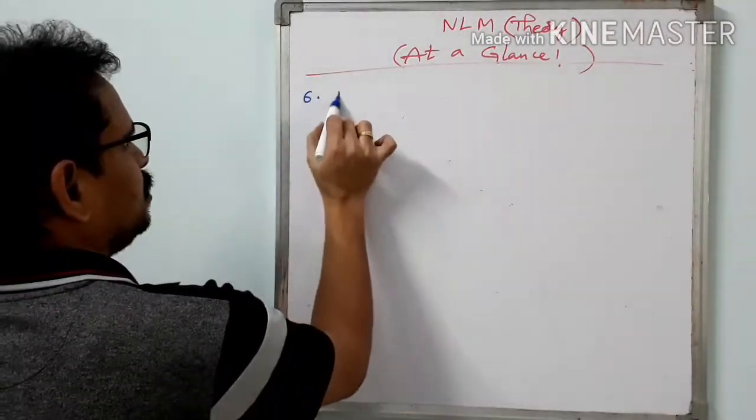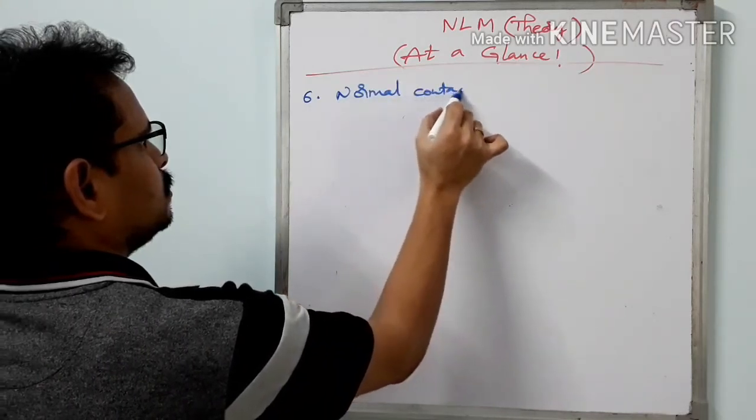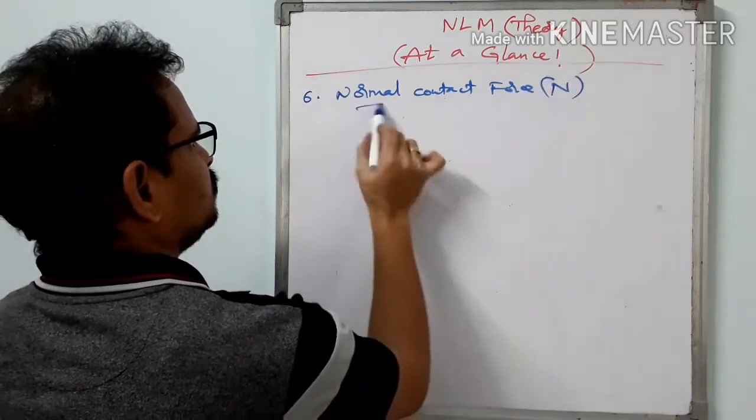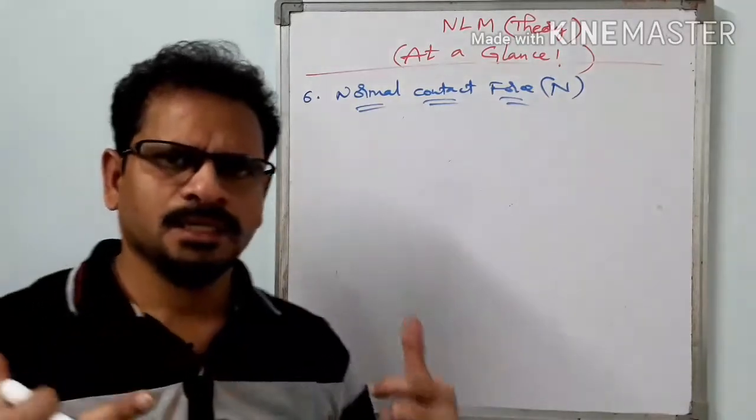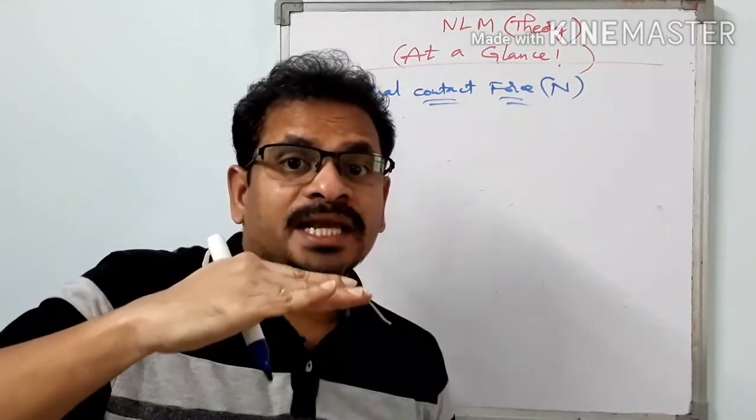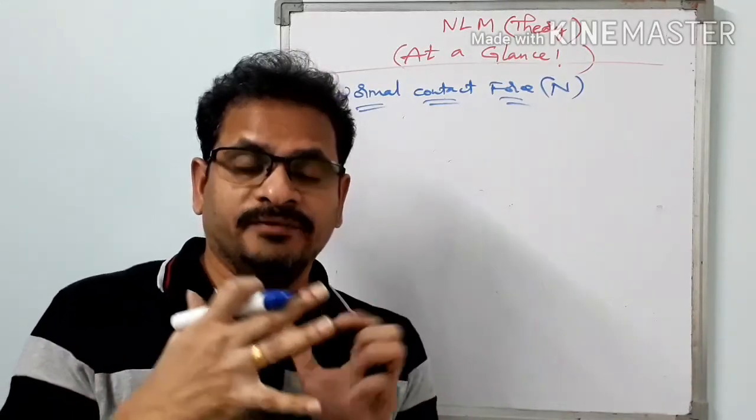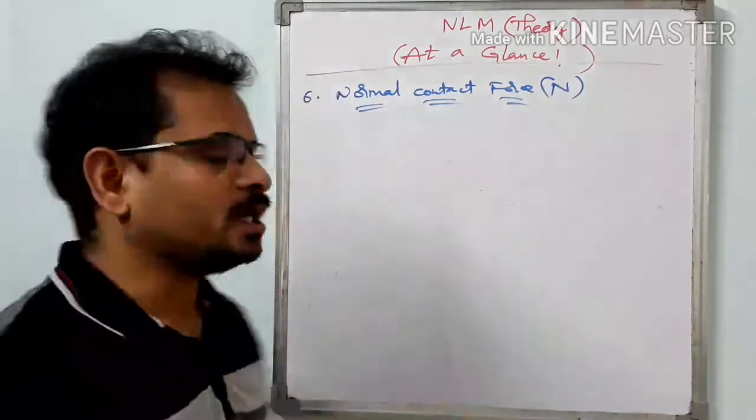Number 6, normal contact force. Normal contact force is symbolized as N. What is a normal contact force? The force that acts normal to the plane of contact when two bodies come in contact. Such a force is known as normal contact force.